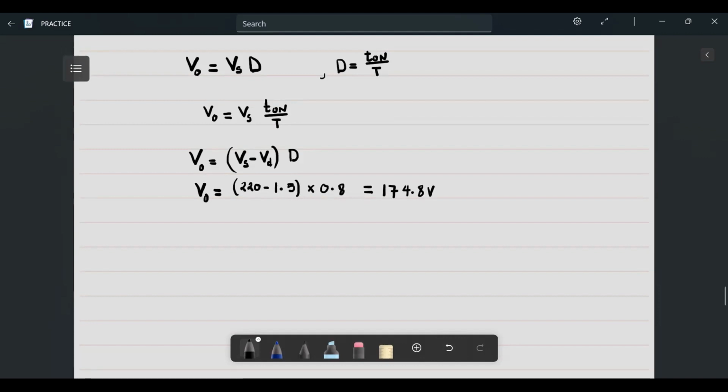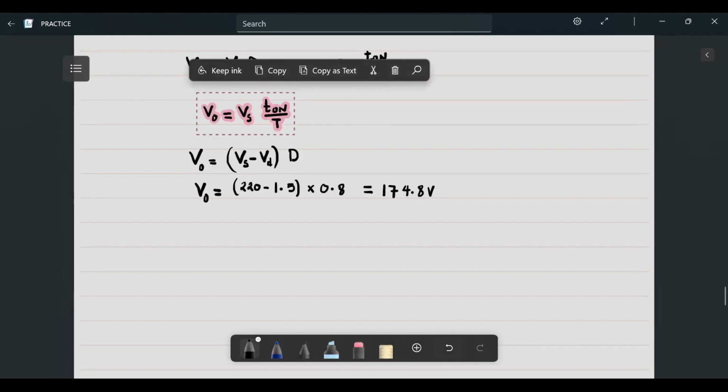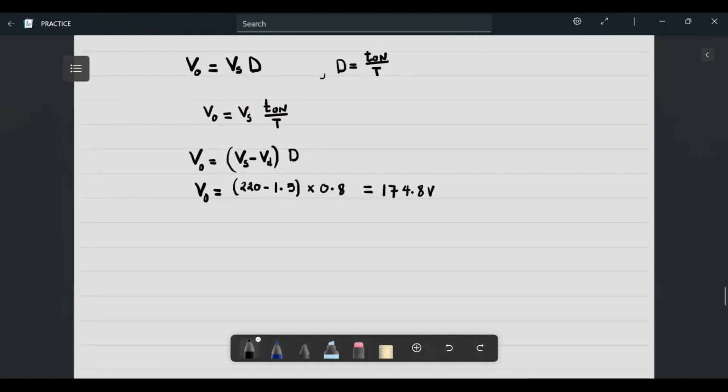volts, right? Now since we found this output DC voltage, we can now find the time T on. Instead of using the duty cycle, we can use the definition for duty cycle. If you make T on the subject of this formula, you're going to have T on is equal to VO over VS times T, the total time period. Oh, we haven't found T yet.